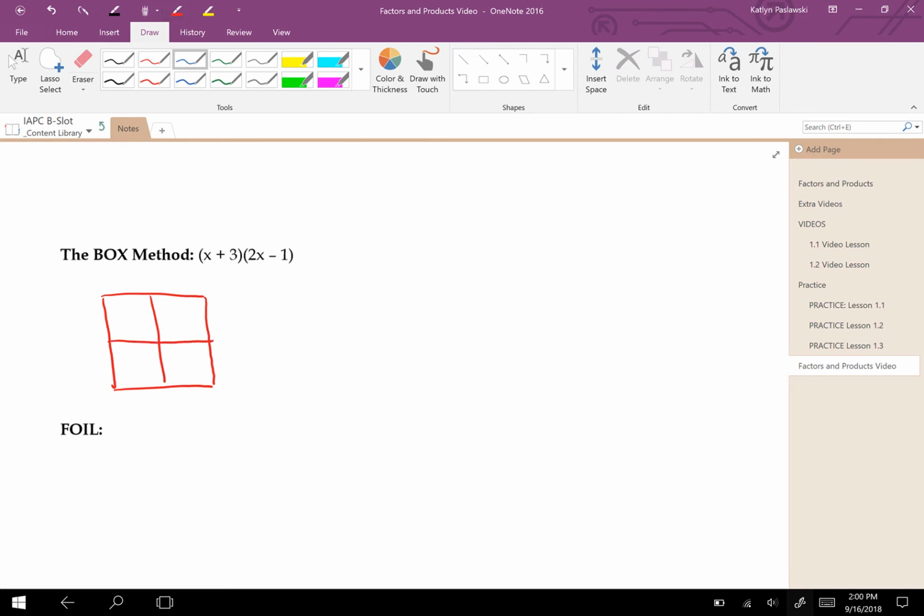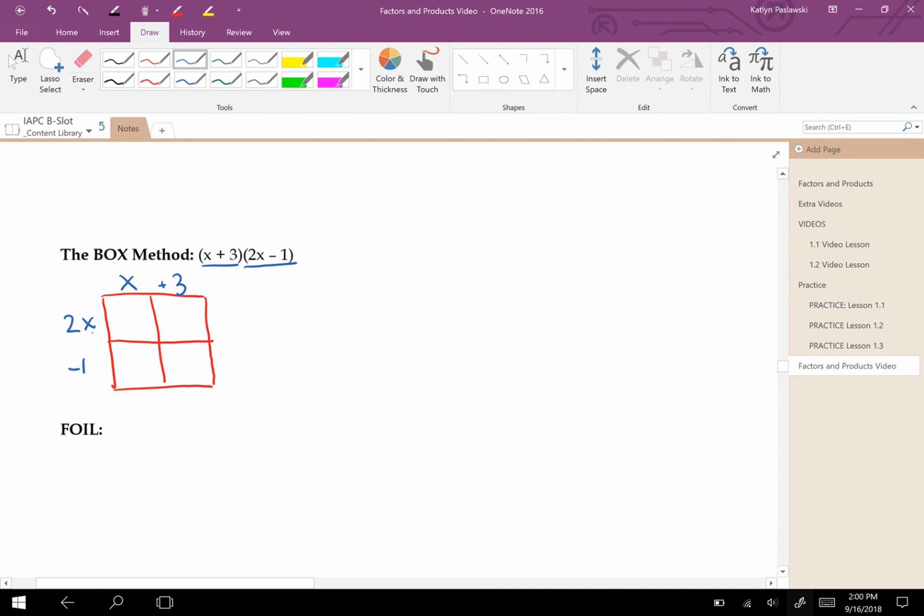Now I'm going to put the first term on the top. So the first term I have x and plus 3, which I got from here. And on the other side, 2x minus 1, which I got from here. Now I'm going to multiply the top and the bottom into each box.